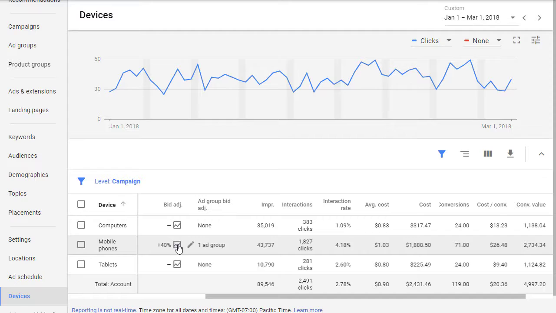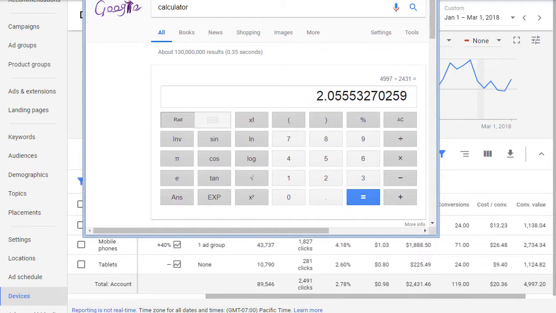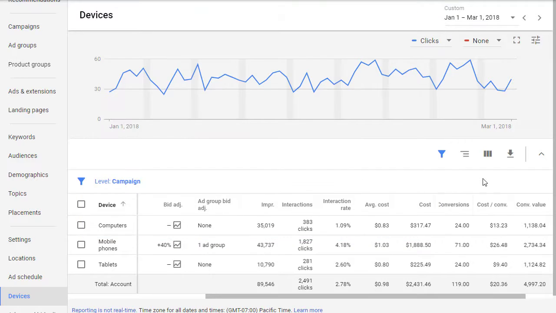And so we need to figure out what it makes sense to change this mobile bid adjustment. So what we're going to do is look at the overall value first. Let's bring back in the calculator. They had $4,997 in conversion value, and we're going to divide that by their total conversions of 19. So conversion value is about $41, and half of that is about $21, which is your cutoff to make it profitable.